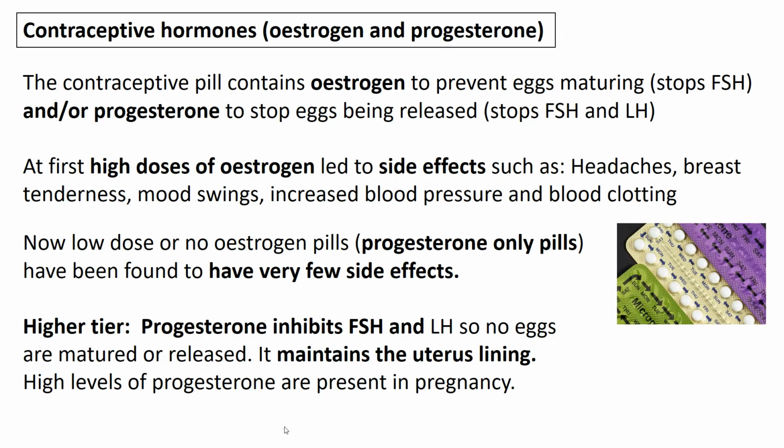If you're doing the higher tier, remember, you do have to know how that progesterone only pill works, because you need to know it inhibits FSH and LH, so no eggs are matured or released. And the progesterone only pill will also maintain the uterus lining. Often when you're pregnant, high levels of progesterone are present because you want that maintained uterus lining. You don't want that to start to be degraded and come out in menstruation.